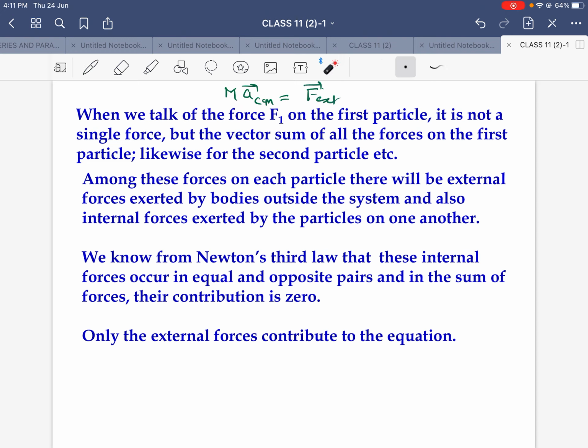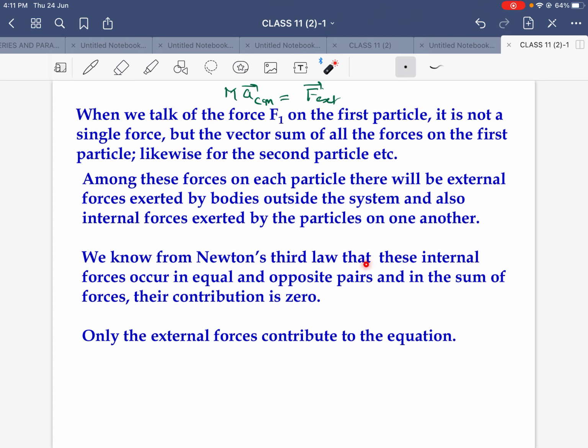When we talk of the force F1 on the first particle, it is not a single force but the vector sum of all the forces on the first particle, likewise for the second particle, etc. Among these forces on each particle, there will be external forces exerted by bodies outside the system and also internal forces exerted by the particles on each other.